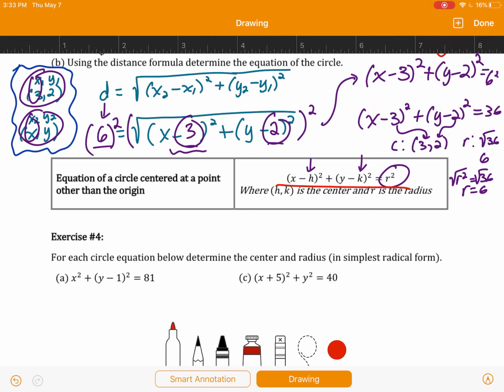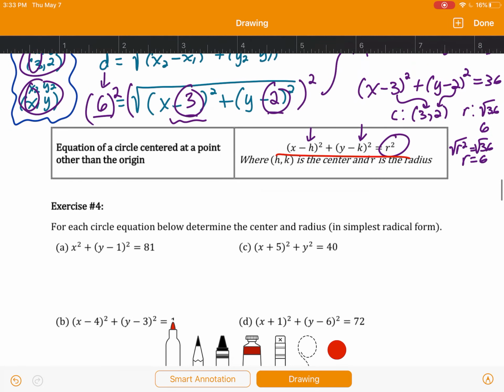So now let's use this. Okay, now that you know the fact, we're going to do some practice with it. And we're going to try and figure out 2 things for each of the following equations. We're going to try and find the center and the radius. And for our radius, since the equation gives us the radius squared, we're going to have to take the square root of something. So we might have to put things in simplest radical form. So this is how we're going to get started for this.